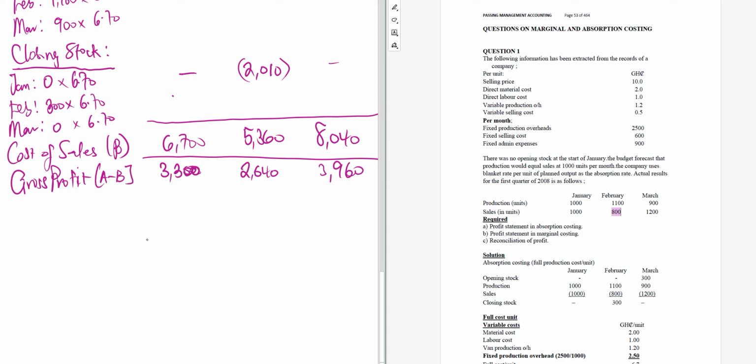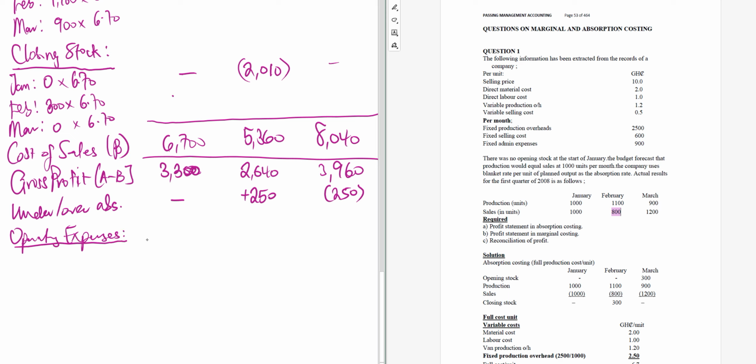First of all, I will adjust for any under or over absorption. We realize that in the first period there was no under or over absorption, but when we go to the next month there was over absorption of 250, which is an income. So I add income of 250 to our gross profit, and in the last month there was under absorption, so I take out 250 as an expense. Then I come to operating expenses, which is non-production cost.